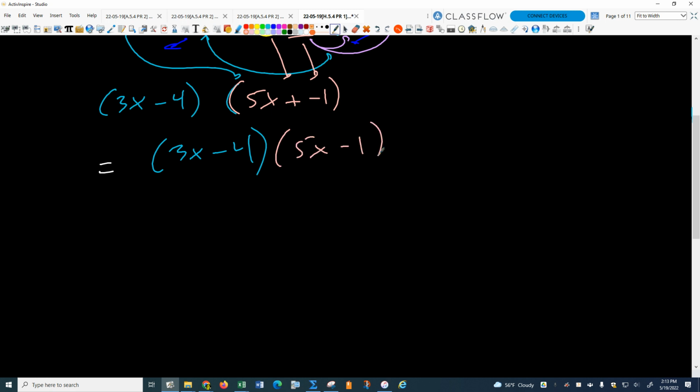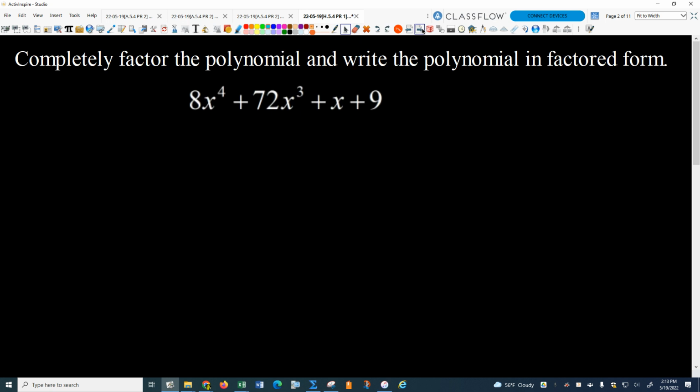And we're done. It's factored. Okay? Give me thumbs. Is that ringing a bell? Is that making sense? Okay, so that's the same way we're going to factor 4-term polynomials. We're going to write them in standard form.